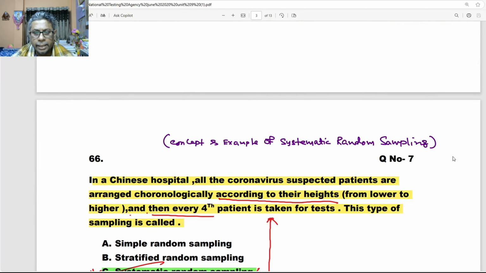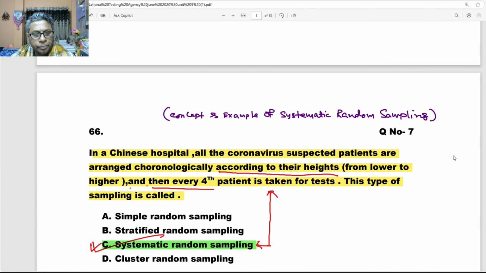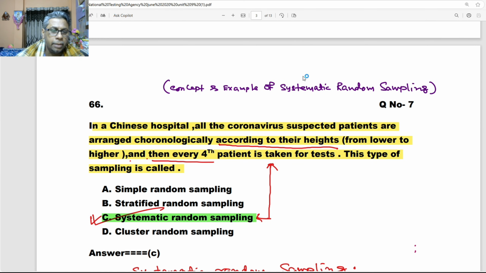Now let's move on to our next question, question number 7. This question is based on the concept and example of systematic random sampling. They have given the example: in a Chinese hospital, all the coronavirus suspected patients are arranged chronologically according to their height from lower to higher, and then every fourth patient is taken for testing.